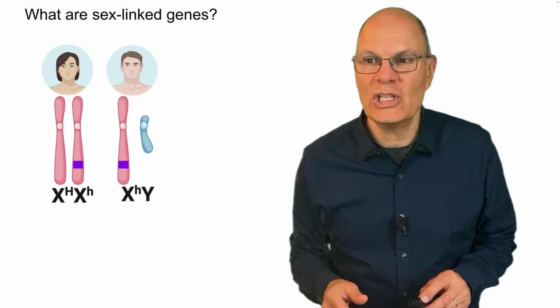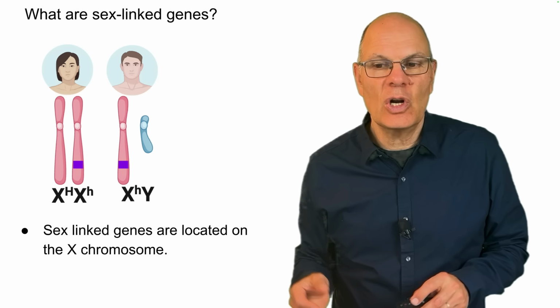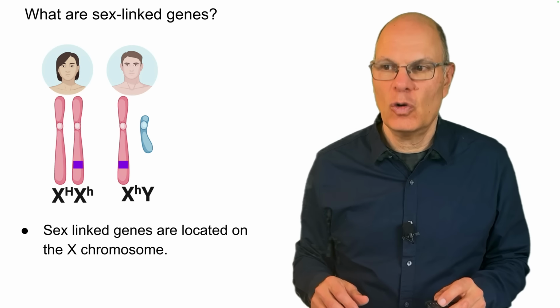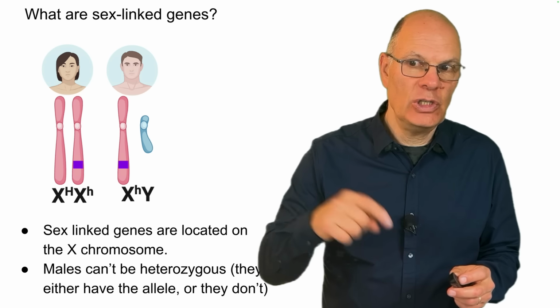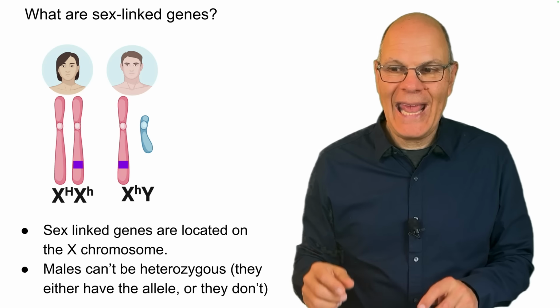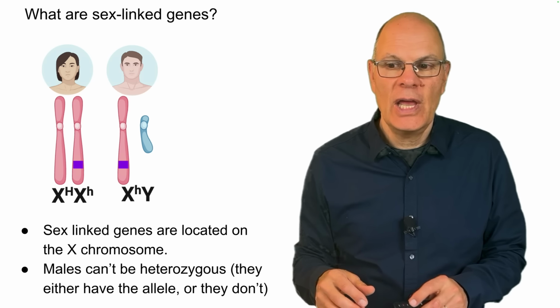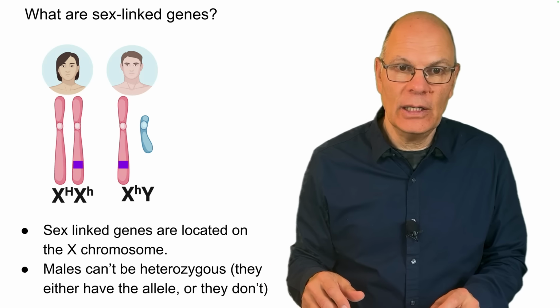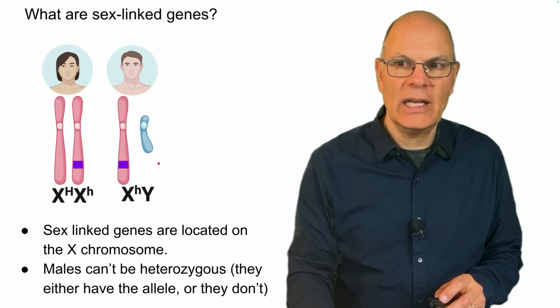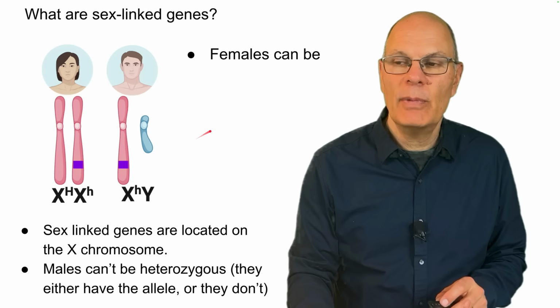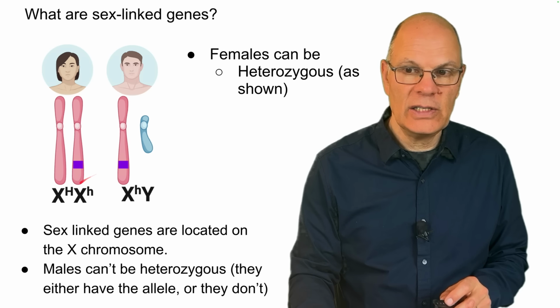What are sex-linked genes? Sex-linked genes are located on the X chromosome. Males, because the genes are located on the X chromosome, can't be heterozygous. They either have the allele or they don't. So the whole heterozygous, homozygous thing doesn't apply to males. But females can be heterozygous, as shown.